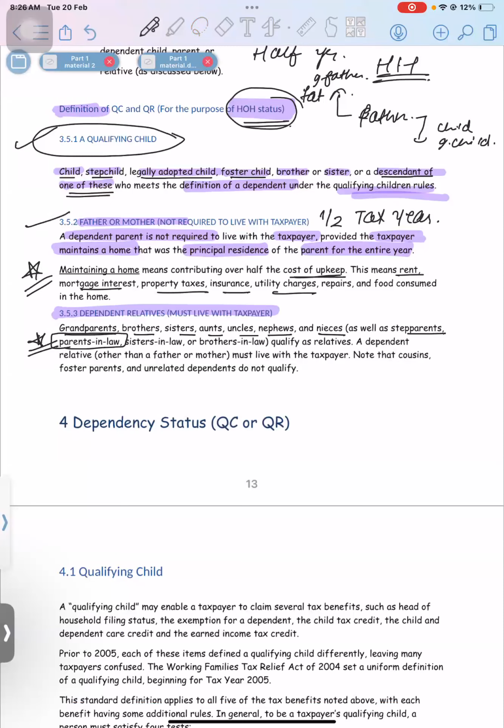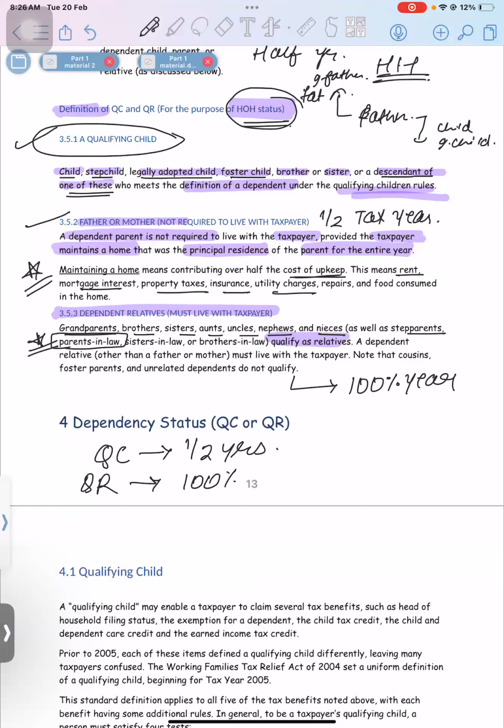In some scenarios, we will see in the credits chapter or other chapters, parent-in-law, sister-in-law, brother-in-law cannot come into the definition of relative. In some of the definitions, we will see that later on. But remember, for the purpose of HOH, all your relatives will be called a qualifying relative. Now, if the relative is there, they should be living with you for the whole 100% of the year. Got it, guys? Qualifying child, I'll just mention it over here. A qualifying child can live for half of the year. If they are a qualifying relative, they should live for 100% of the year.